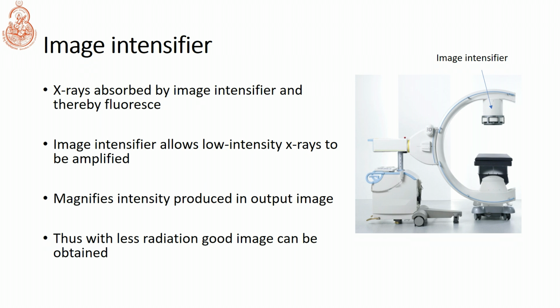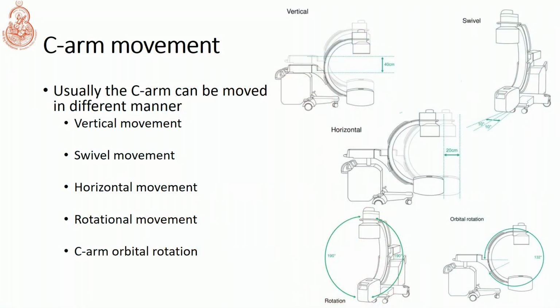The image intensifier is placed on one side of the C-arm. It absorbs the X-rays and starts to fluoresce, which then gets amplified to make an output image. Amplification as well as magnification happens to make a good image. Thus, because of this image intensifier, we can have a lower radiation dose and still obtain a very good image.